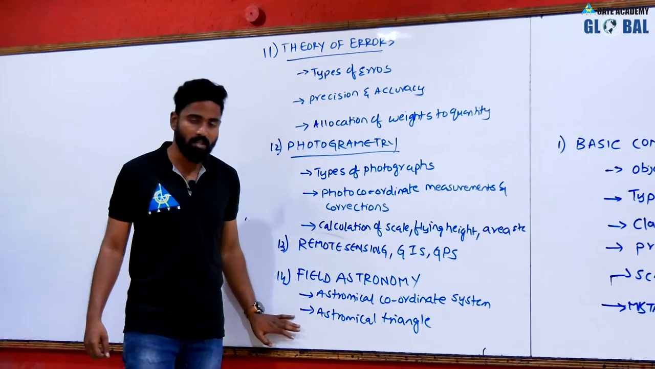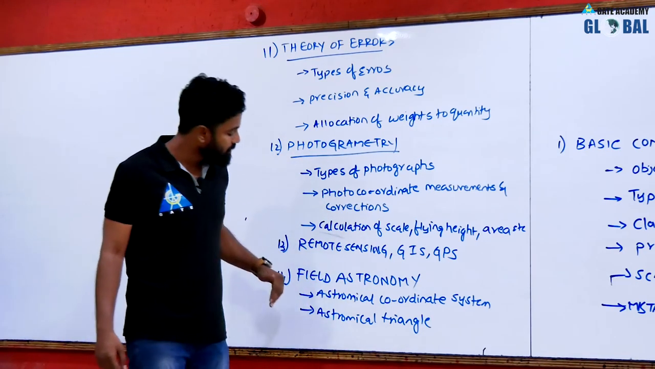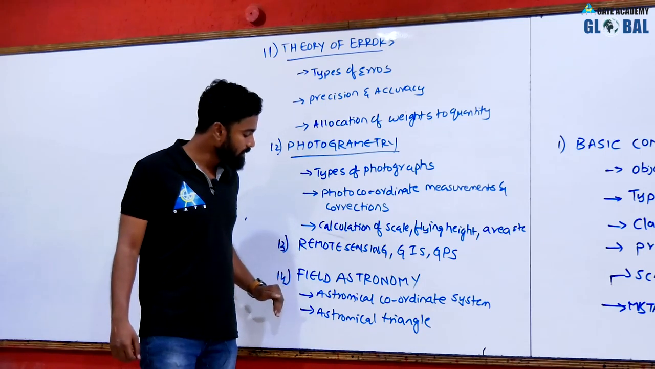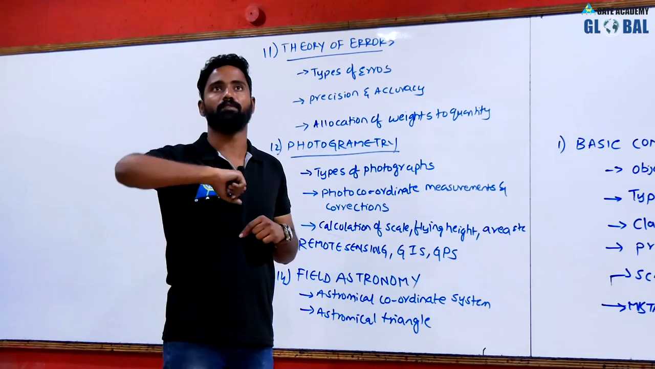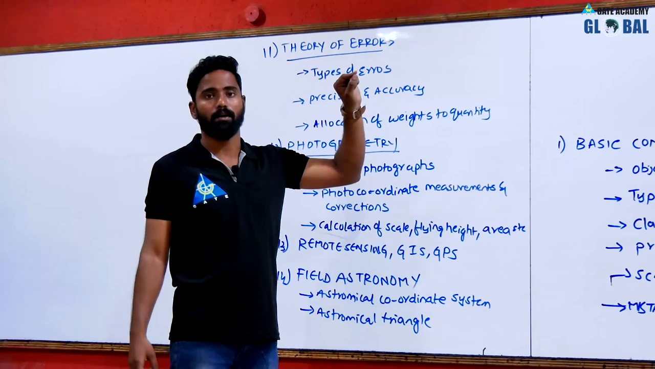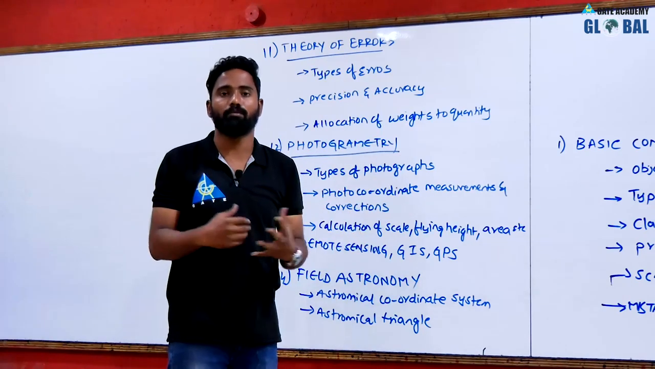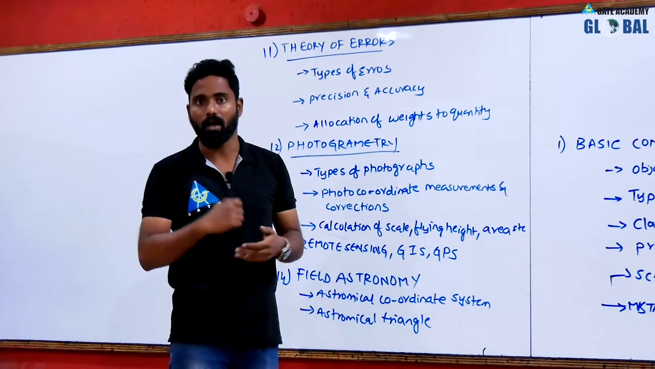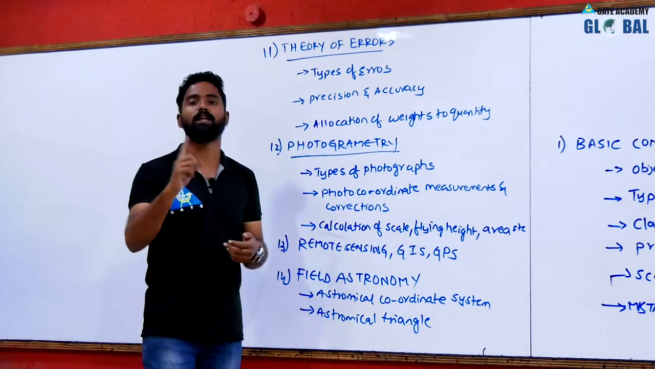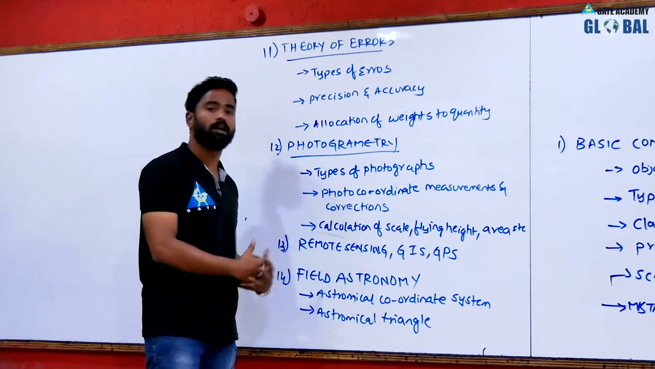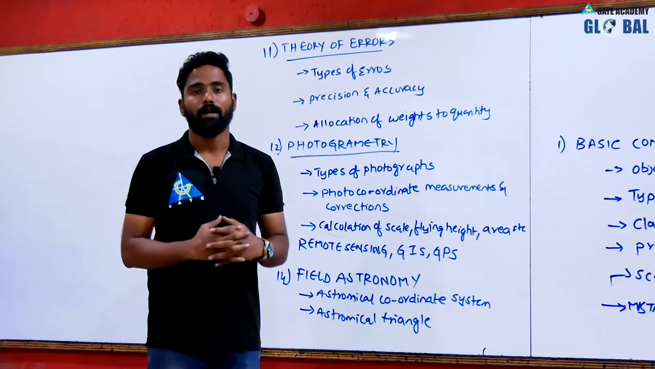And field astronomy is only important for engineering service examinations but not for GATE. So this is discussed from the engineering services point of view. In field astronomy, it's like what is the relative position of the star, what is the time at this point. It is the relative position of a star with respect to zenith, with respect to nadir. What is zenith, what is nadir, what is azimuth, what are the angles, what are the linear measurements, what is the astronomical triangle, and what are the coordinate systems. All those things will be discussed.